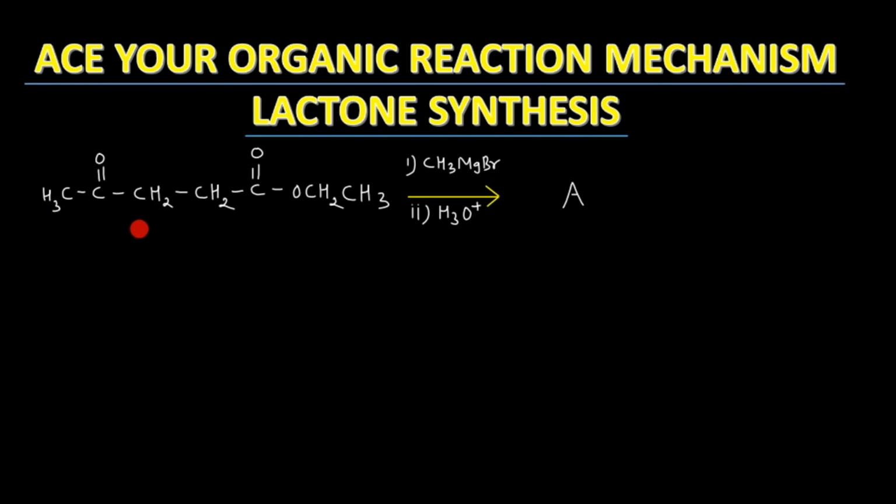You can see this starting material given here, and in step 1 it reacts with the Grignard reagent. For your information, only 1 mole of this Grignard reagent is given in the question. So I am writing 1 mole here, only 1 mole, because we need to control the reaction. After that, the second step is the reaction of the product with water, or dilute acid.